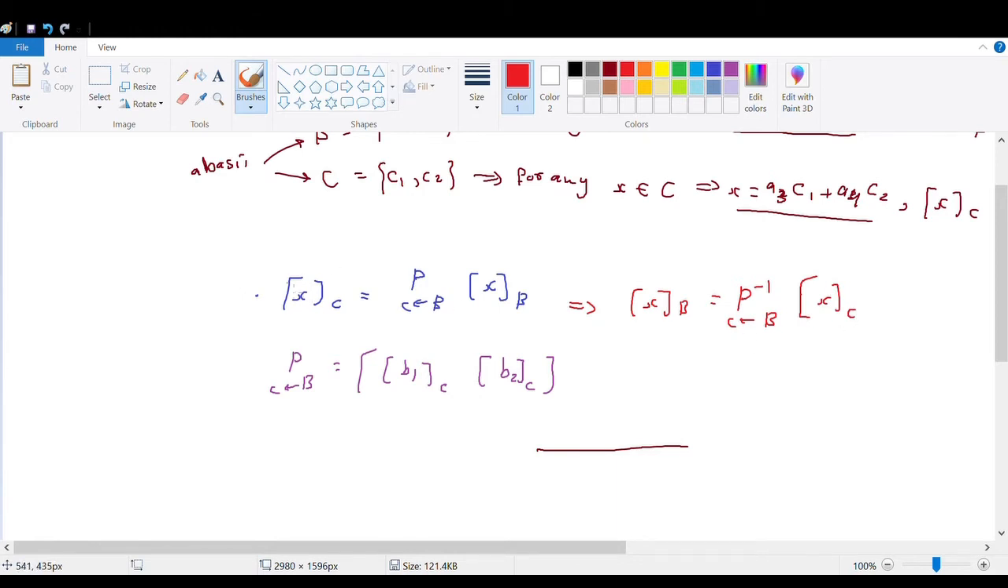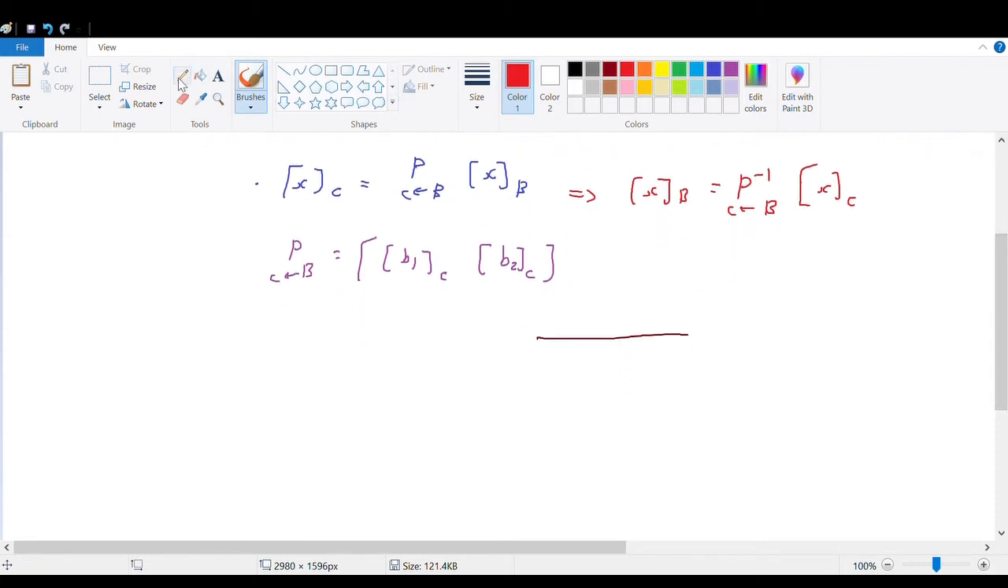So if you want to find the coordinate vector of x to the basis C, just use this one. If you want to find the coordinate vector of x to the basis B, just use this one. Maybe we can write something here: if we take the inverse of the change of coordinate matrix from B to C, it is equal to the change of coordinate from C to B.